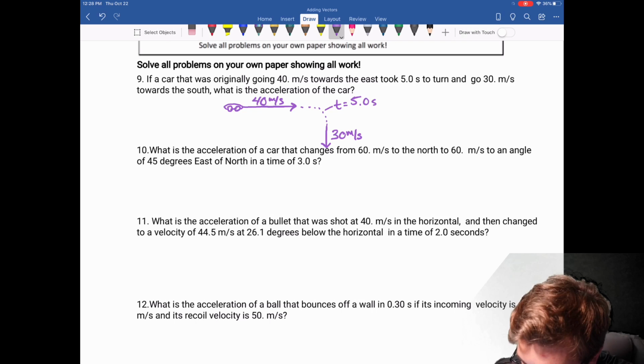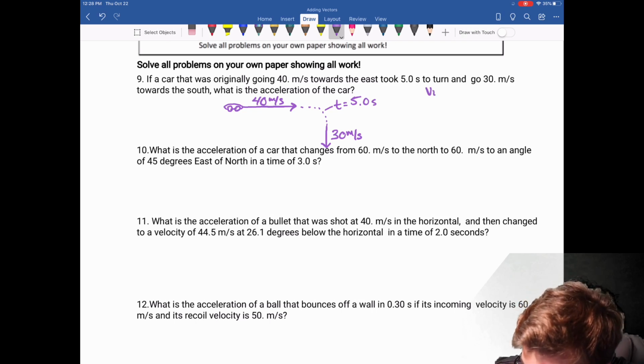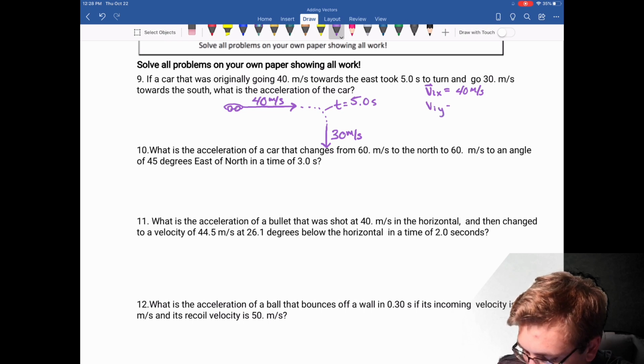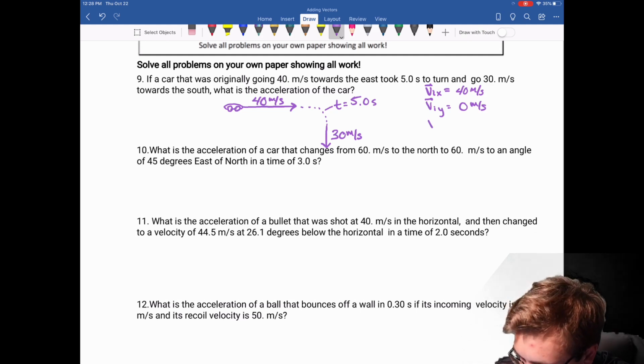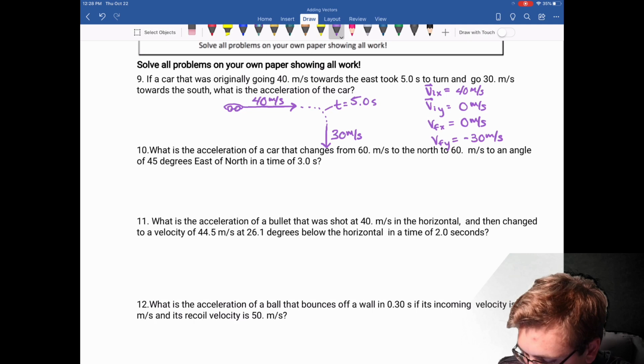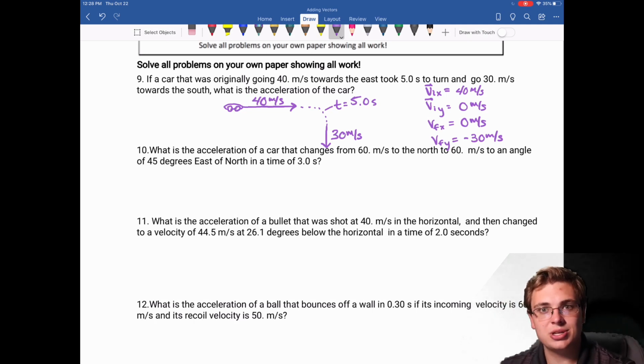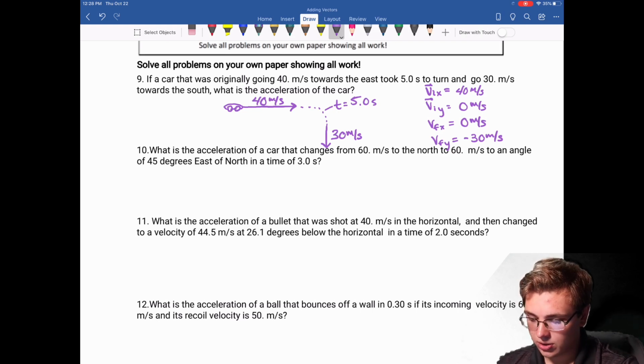We know our VI, our initial velocity, in our x direction is positive 40 meters per second. We know our VI in our y direction is 0 meters per second. We know our VF in our x direction is 0 meters per second. We know our VF in our y direction is negative 30 meters per second. I just broke those up into components. I used vector resolution to figure out what we're doing.